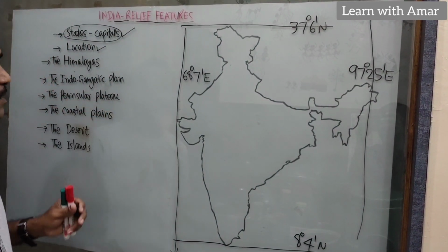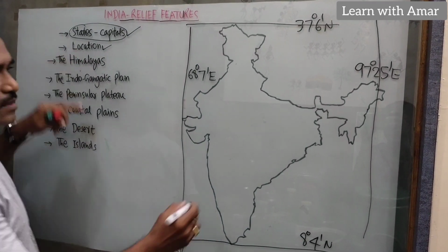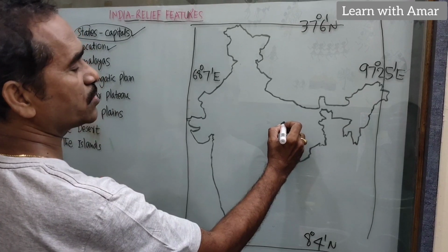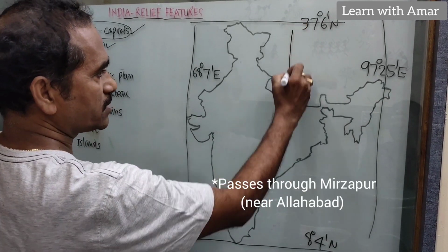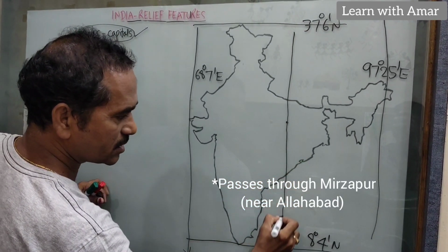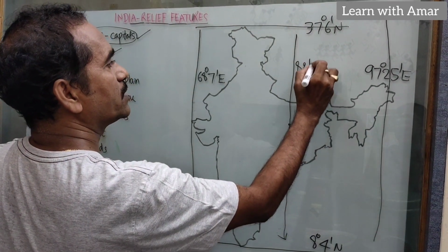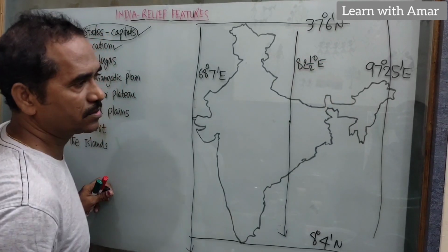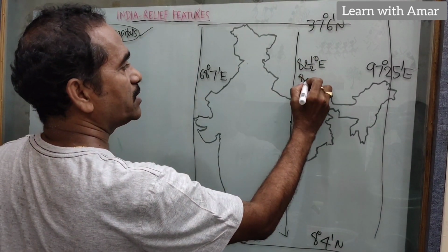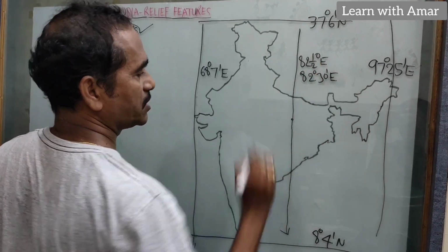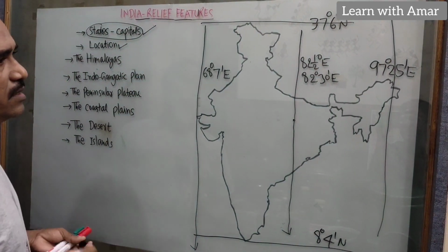They ask you. Now from this topic, see, 82.5 degree. 82.5 degree passing through Allahabad. So this is the Indian Standard Meridian. 82.5 degree east longitude, or we can write 82 degrees and 30 minutes east longitude. They ask you. And anything else?